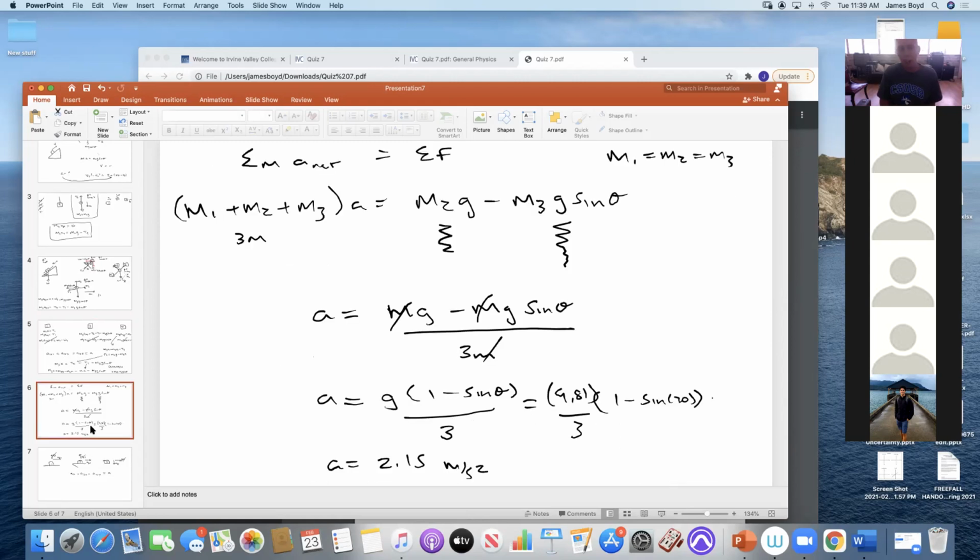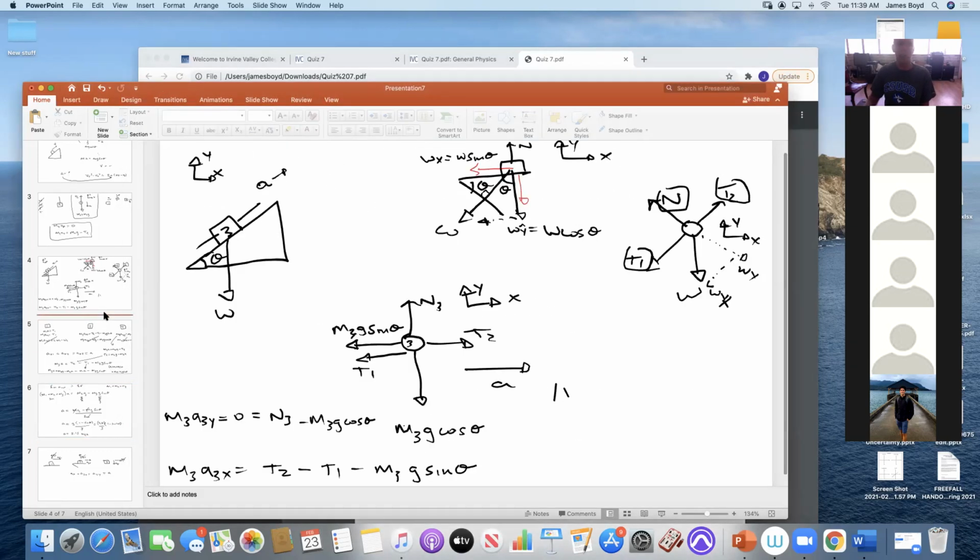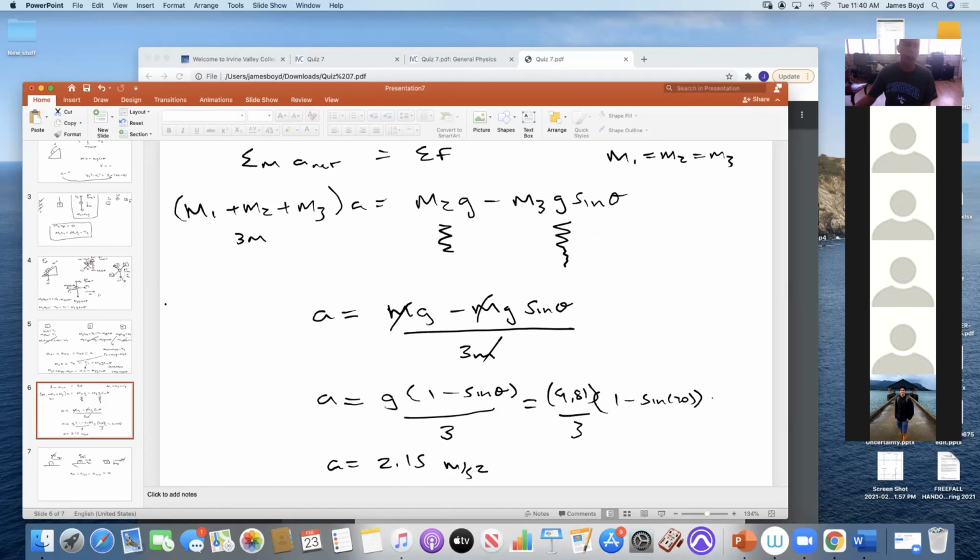Okay. So once we got there, we have A. And then what I asked you is, if it starts from rest and falls 5 meters, what is final V? So if it starts from rest, that means V initial is 0. We want V final. Oh, and it falls 5 meters. M2 does. We want to know V final and we want to know T. So just looking at M2, A for M2 is still the same A.